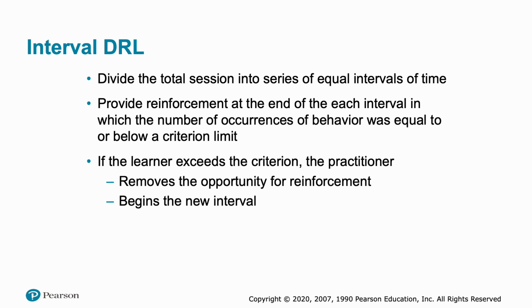Next, we have interval DRL, which is similar to the intervals that we described for the DRO procedures. Okay, so we're going to divide the total session into a series of equal intervals of time. And then you're going to provide reinforcement at the end of each interval in which the number of occurrences of behavior was equal to or below a criterion limit. So it's really similar to the full session DRL, except instead of delivering reinforcement based on how many times the behavior occurred in the full session, you're instead looking at the criterion that you set for the interval.